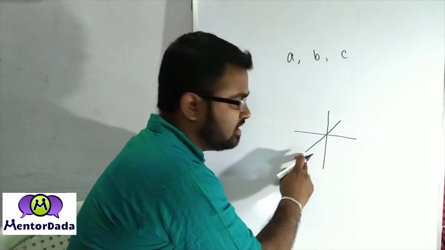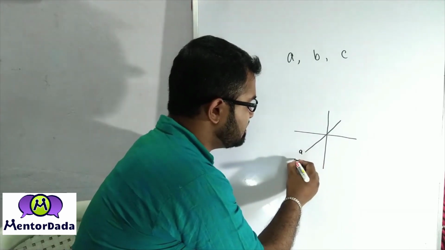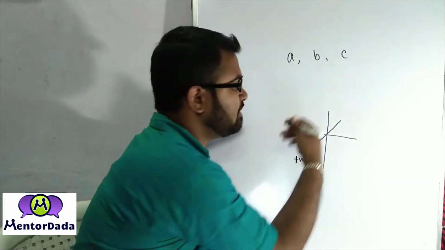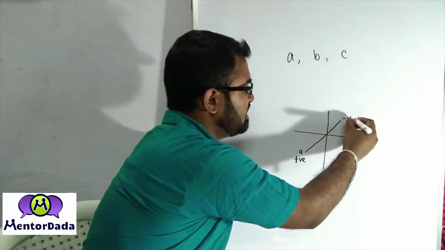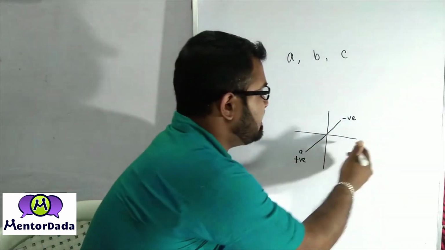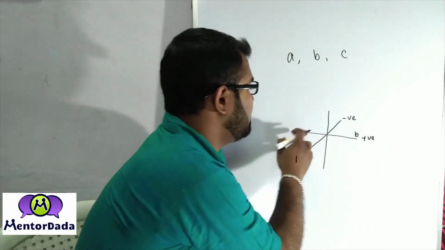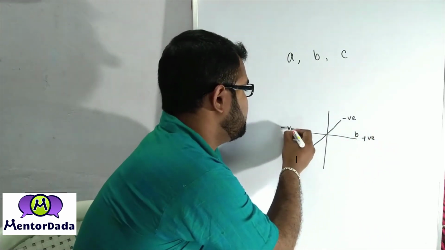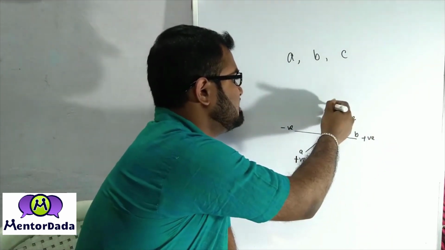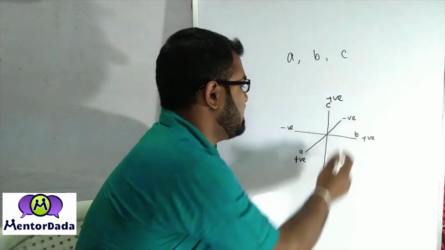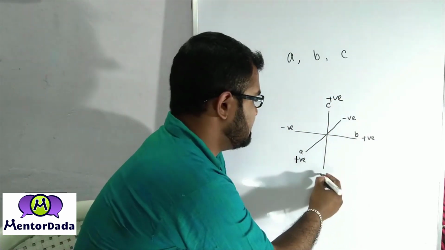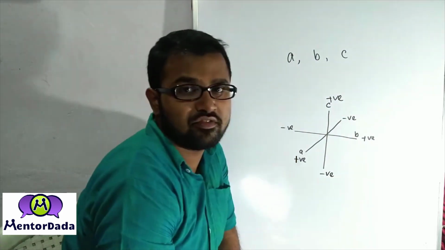The frontal end of the A axis is denoted as positive end and the backward end is denoted as negative. The right side of the B axis is positive and the left end is negative. The upper part of the C axis is positive and the lower end of the C axis is denoted as negative.